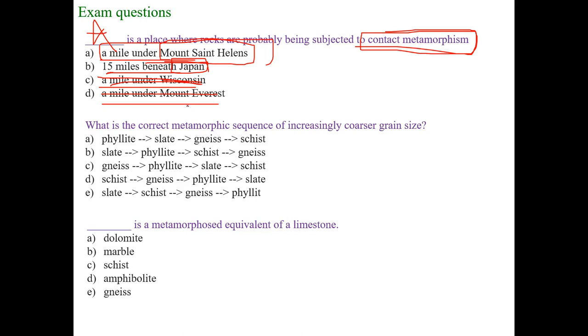What's the correct metamorphic sequence of increasingly coarser grain sizes? Again, you're looking for the rocks being in the right order of metamorphic grades. Phyllite, slate, gneiss, schist, no. You want gneiss to be the highest grade. Let's look at slate, phyllite, schist, gneiss. That's correct, so this one is B. Blankety blank is a metamorphic equivalent of limestone. That's simply marble. Hopefully that seems reasonable to you.